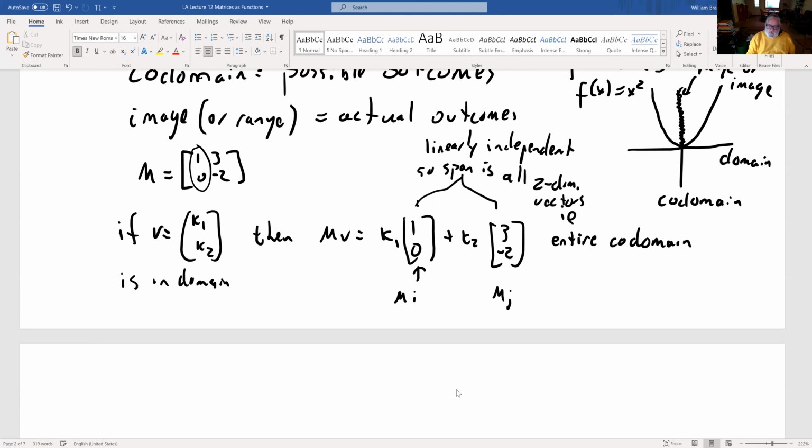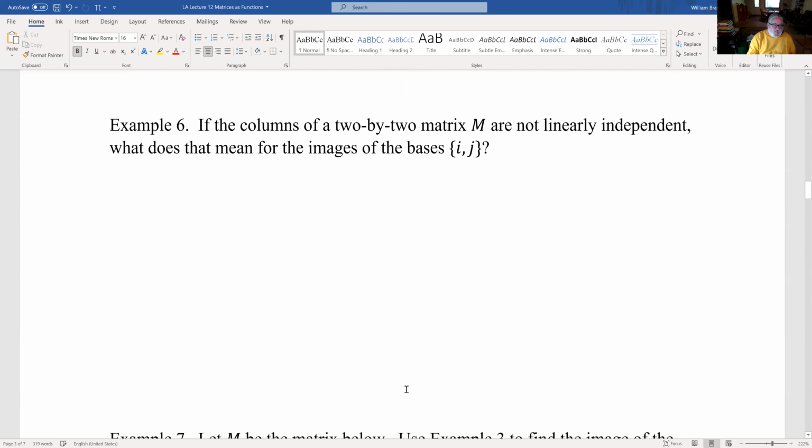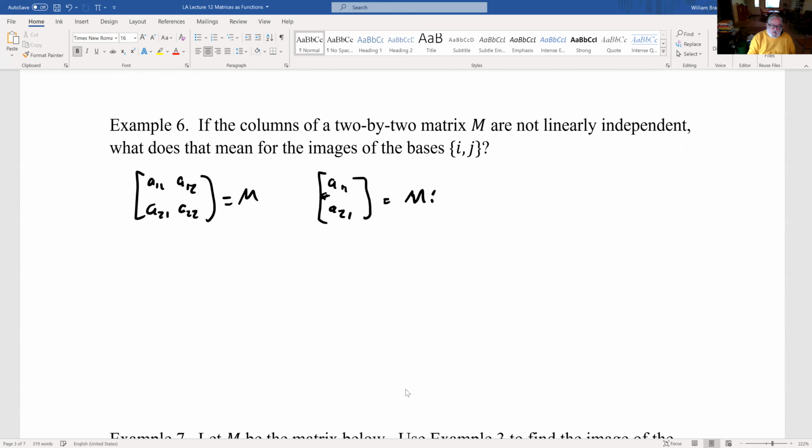Right? And so therefore this image, which vectors in the space are actually images of vectors from the domain? Well, that's the entire codomain. What happens if they're not linearly independent? So suppose we have a matrix with entries A11, A12, A21, A22 equals M, and (A11, A21) is where i goes to, and (A12, A22) is where j goes to, and we'll assume they're not linearly independent.